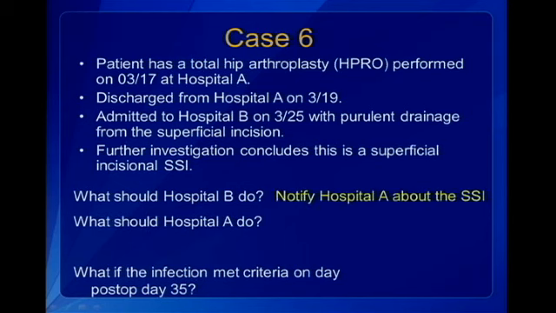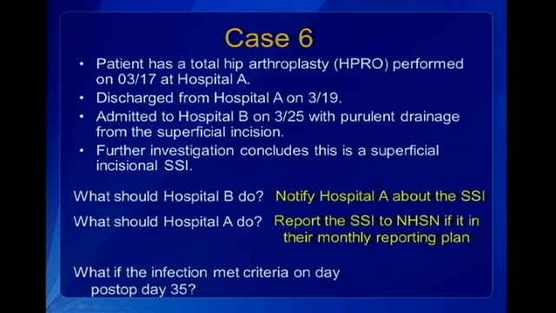Exactly. They need to notify Hospital A about the SSI and give as much information as they can. And what should Hospital A do? Exactly. They need to report that SSI to NHSN if it's in their hospital reporting plan. Hospital B doesn't know if Hospital A is following HPROs or not. Give them the chance to know this happened. And they're going to report it because they're the ones you have to think is procedure-based. They're the ones that have it in their denominator data.